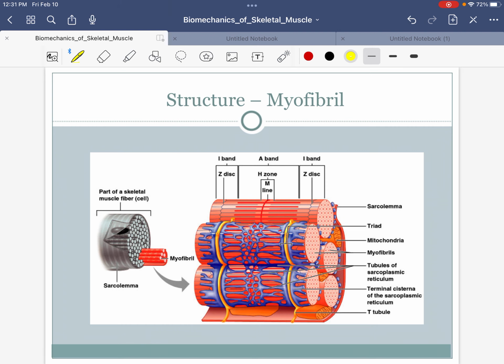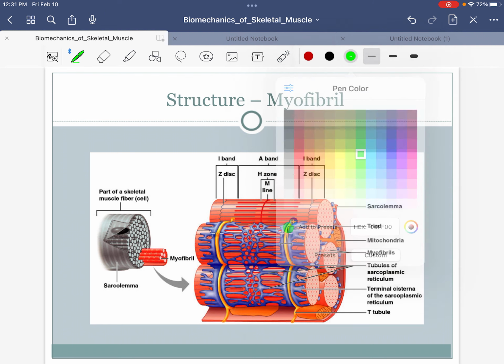Okay, if we are looking more at the anatomy review, all right, here we go.